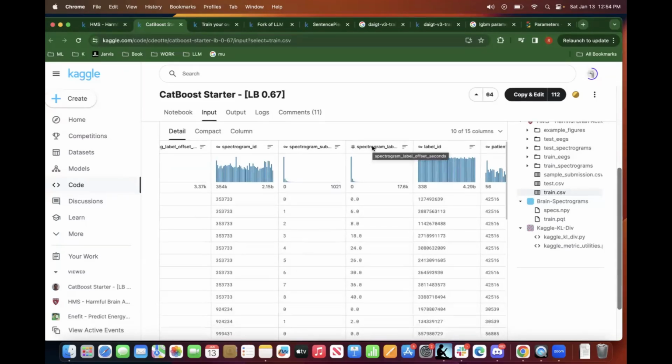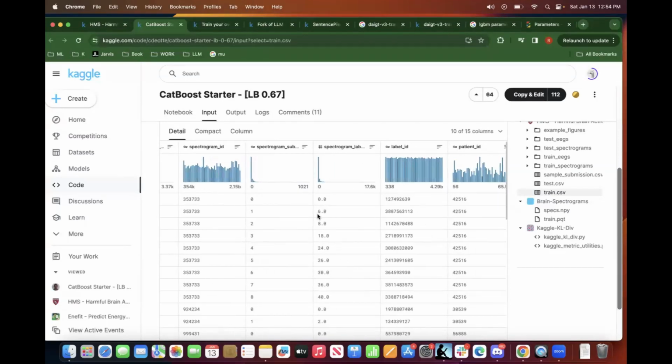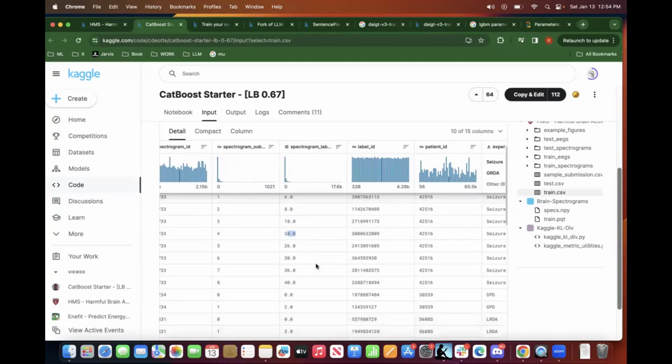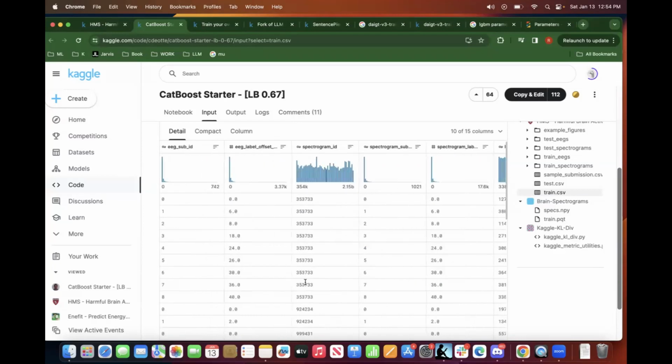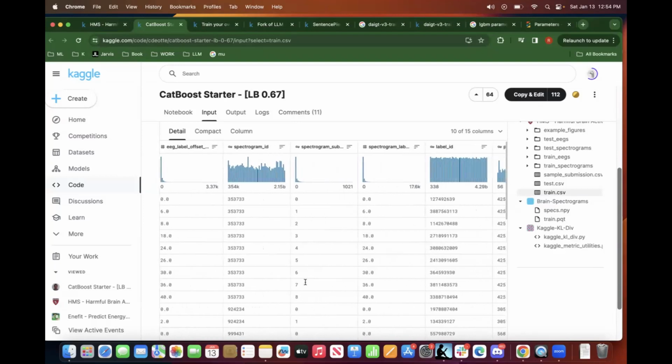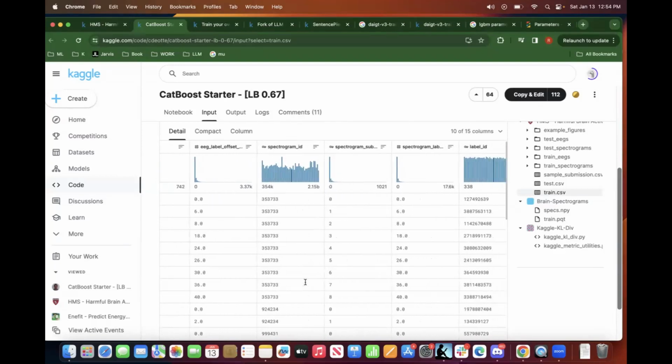Label offset seconds. Okay. This is the label offset seconds. No, that of the spectrogram, it's just the label offset of the spectrogram as opposed to the EEG. Right. So this is the same thing, it's in seconds still. Yeah. But it's an offset in seconds of the spectrogram. See, because the EEG is 10 minutes, and the spectrograms are 50 seconds, and there's an offset, and this is the thing I have to understand.